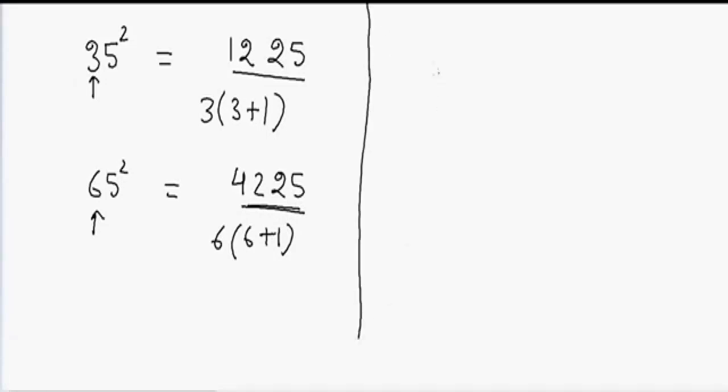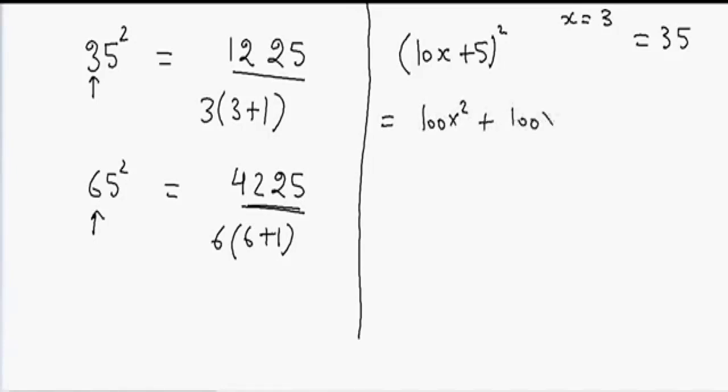Suppose we have any number which ends with 5. That number can be written as 10 into x plus 5. Here, if x is equal to 3, then this number is 35, right? Now if we square 10x plus 5, that will be equal to 100 x squared plus 100 x plus 25. If we solve this, that will be equal to 100 into x into x plus 1, plus 25.